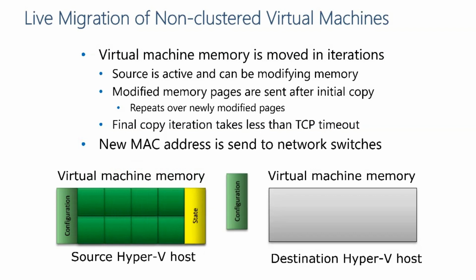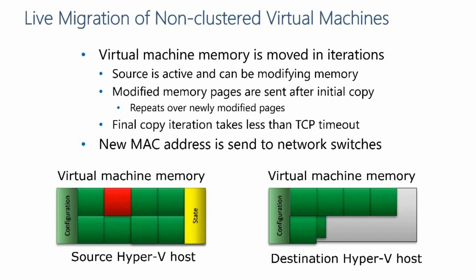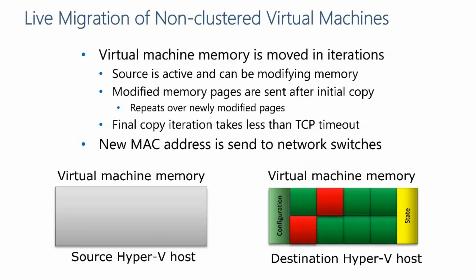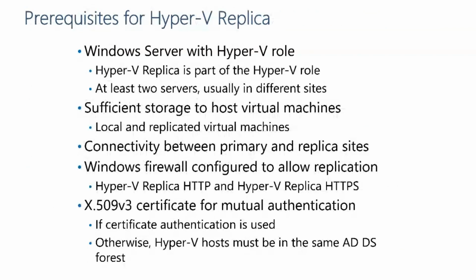Okay, let's have a look. So we move the configuration, we move the contents of memory. Okay, but that one's been changed. But we'll keep on copying it, but that one's been changed, so we move the changed versions over, and then once it's the same, we change the state over to this site, or this Hyper-V server, and then this takes over. All right, so all of that so far is similar to what we already know.